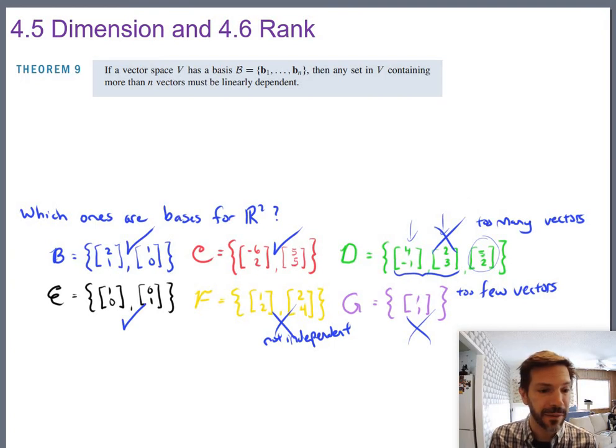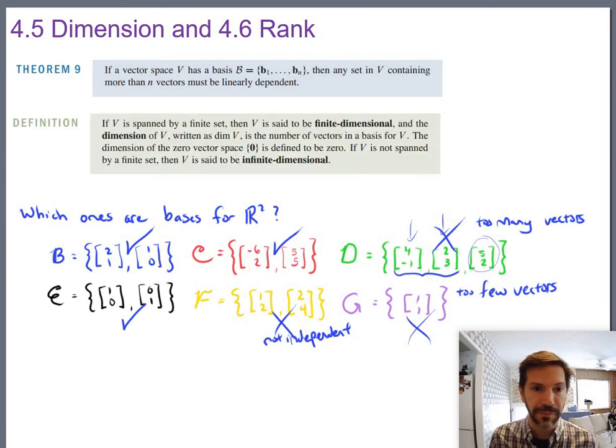But anyway, let's get to the real definition here. This, of course, is the book's complicated way of saying this, but if you've got V and it's spanned by a finite set, first of all, then they call it finite dimensional. So in our case, these are spanned by sets with 2 vectors in them, so they'll be 2-dimensional. But in general, they want to make a distinction between finite dimensional and things that are infinite dimensional.